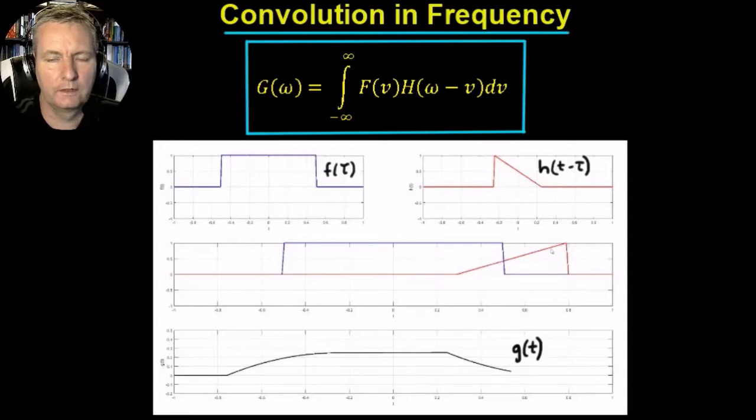So we can also write an equivalent form of convolution in the frequency domain. We can write our g of omega is equal to the integral from minus infinity to infinity of some function f of v times h of omega minus v, dv. So the same setup as in the time domain, but these components here are frequency components.